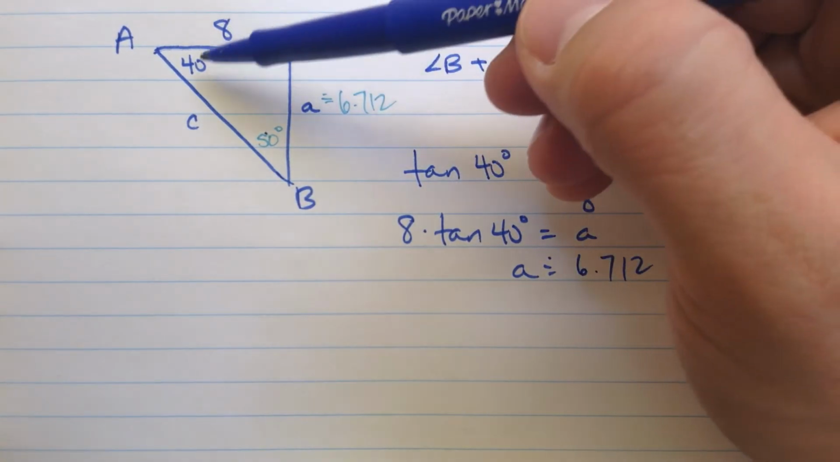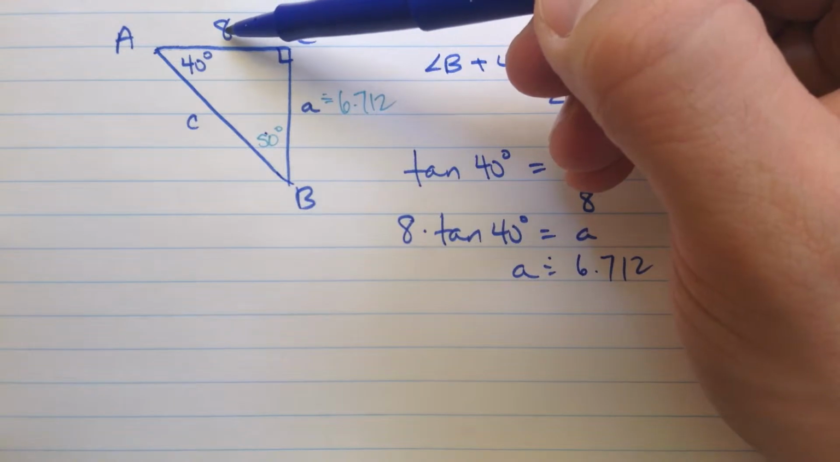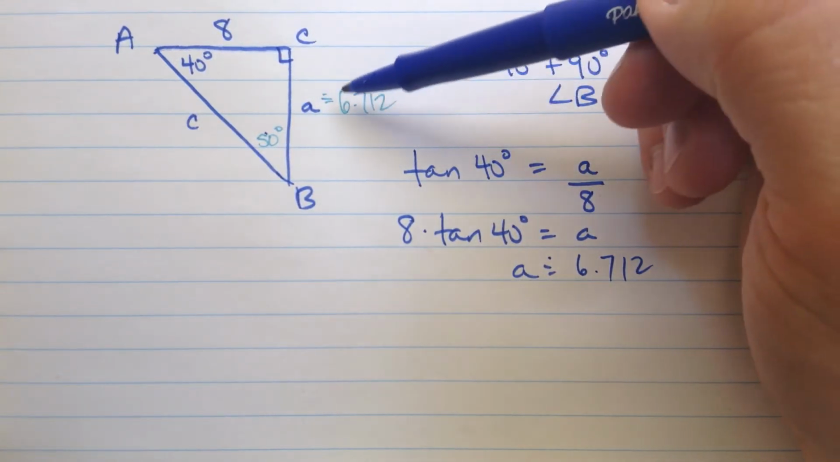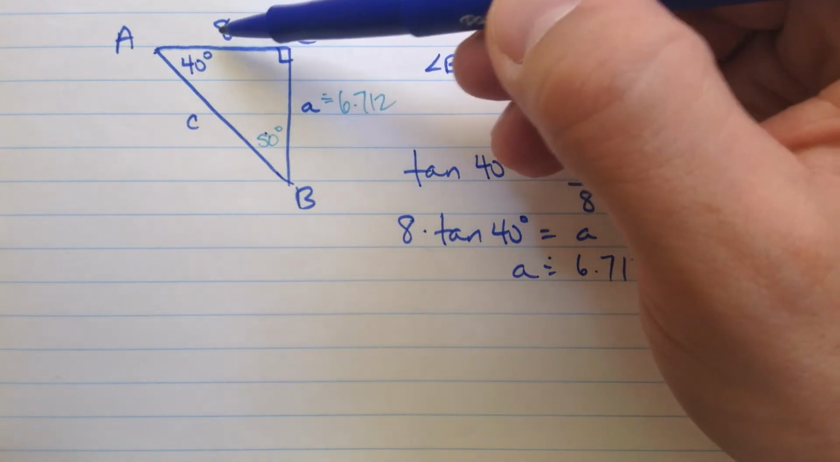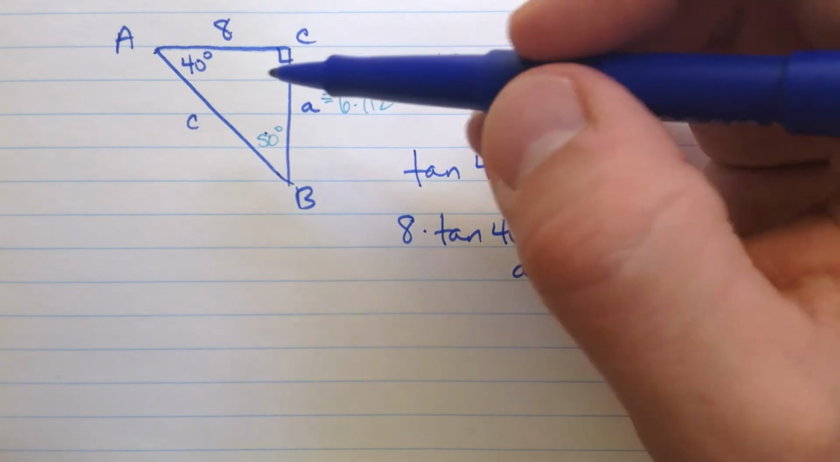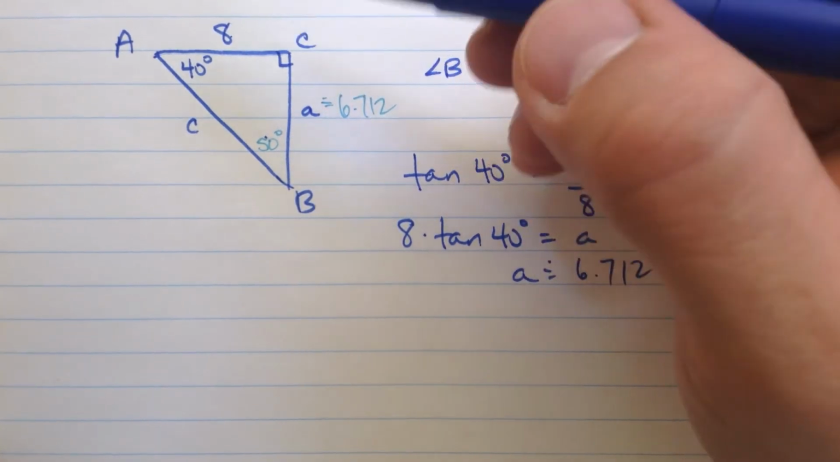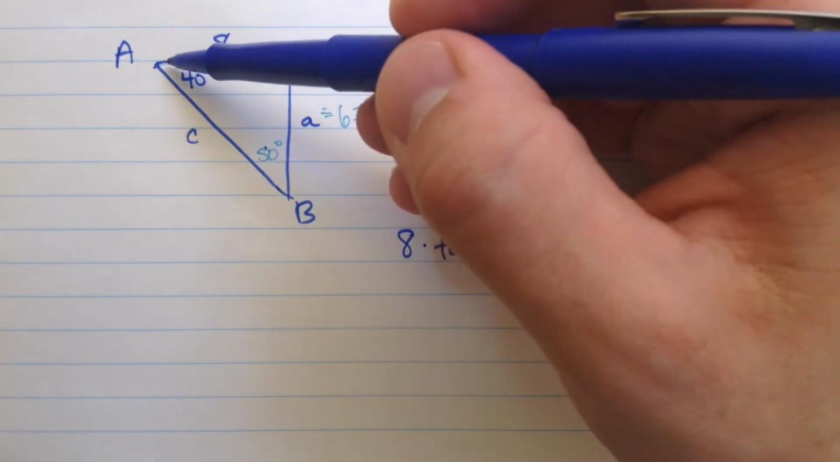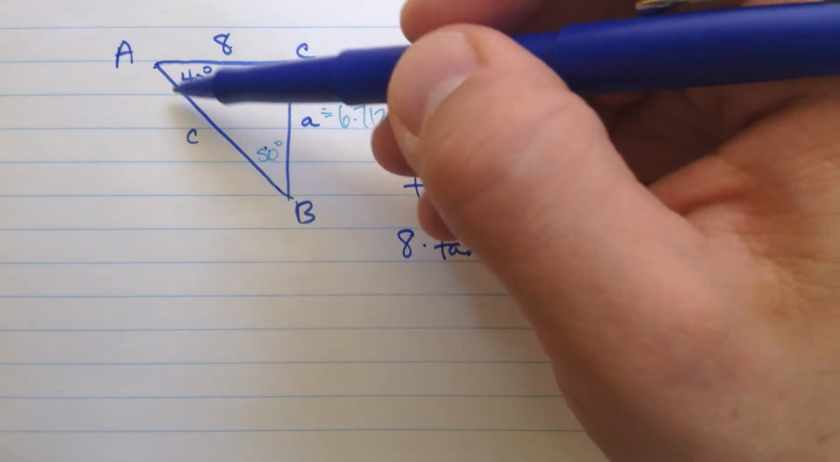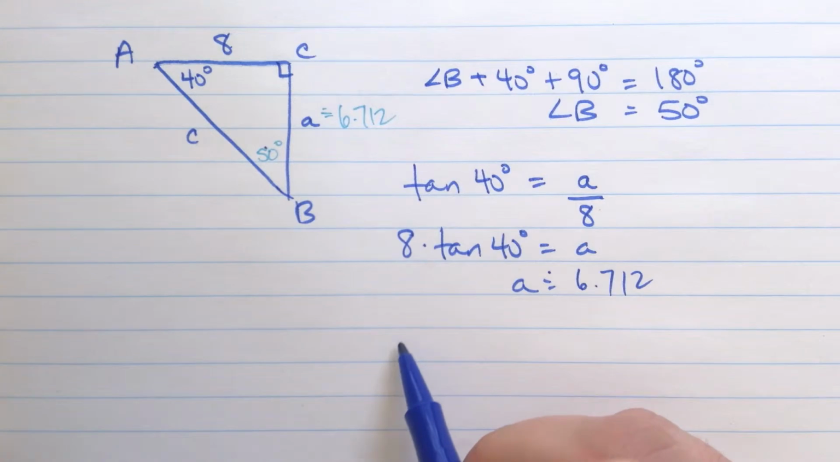Well, I could still use this 40 degrees and this 8 to get c. I don't really want to use this decimal value that is not perfect. It's an approximation. If possible, I'm going to use just the values I already have. And I can use 8, c, and 40 in a single expression here. If I use 40, I want to use the adjacent side and the hypotenuse. That sounds to me like cosine.